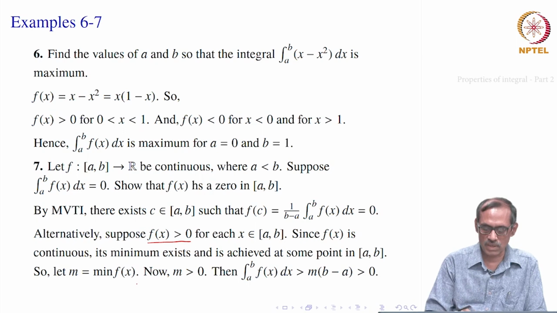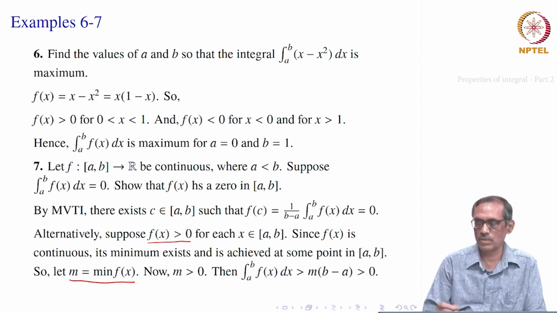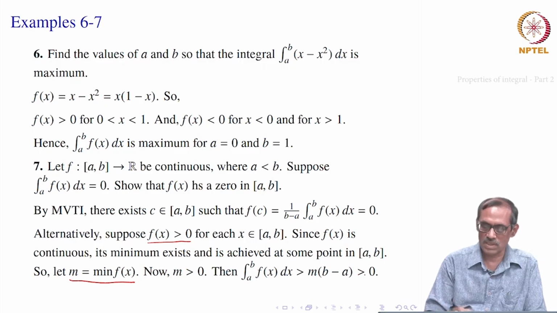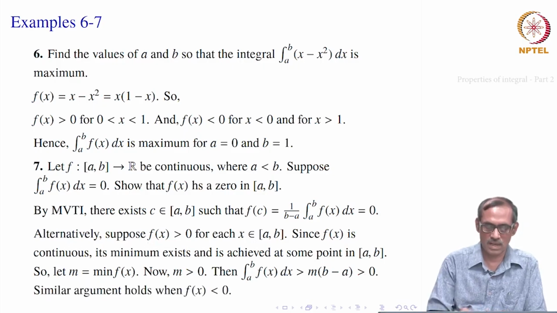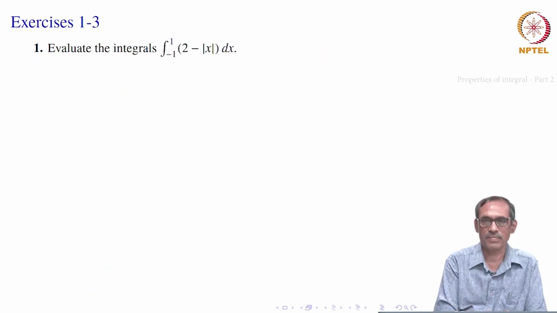Since f is continuous, it has a minimum inside the interval a b, which is at some point c, that minimum is achieved. So, we say suppose the minimum is m equal to minimum of f x, then m is also bigger than 0, right. So, integral a to b f x dx is greater than m into b minus a, which is bigger than 0. Similarly, if f x is less than 0, you would get this integral to be less than 0, but the integral has to be equal to 0. Is that okay?